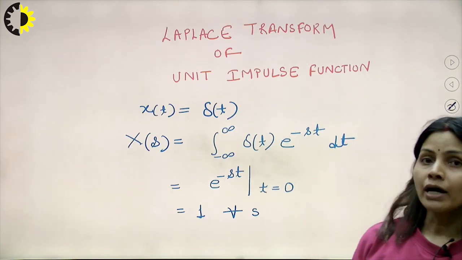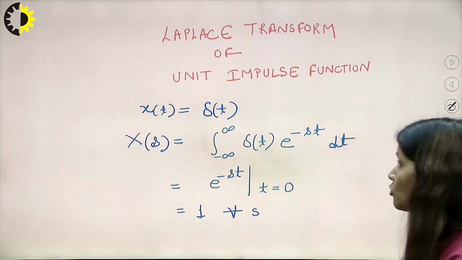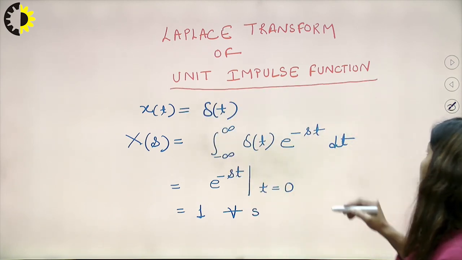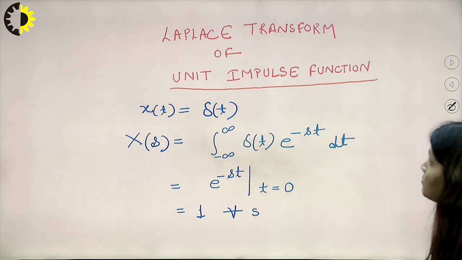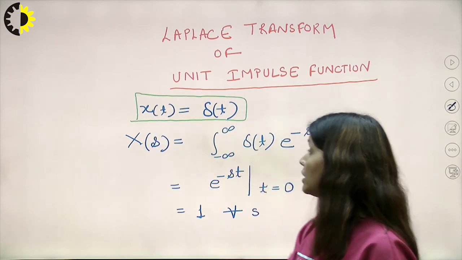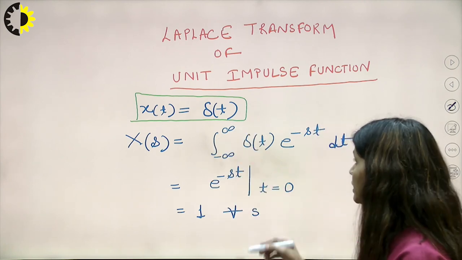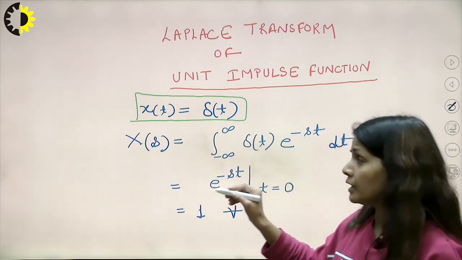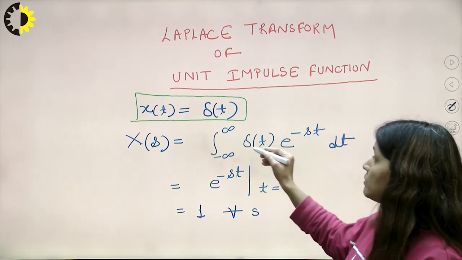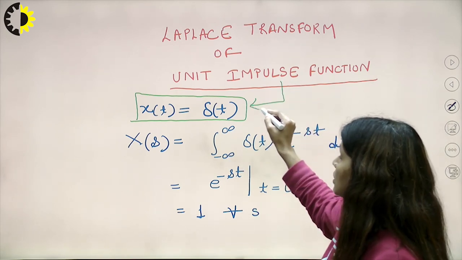Now, coming to another example of calculating the Laplace transform. So, here we are having the unit impulse function. This is my unit impulse function and it is defined as x t is equal to del of t, and Xs is, I can say that this is minus infinity to infinity, x t e raised to the power minus s t, where del t is my impulse function.